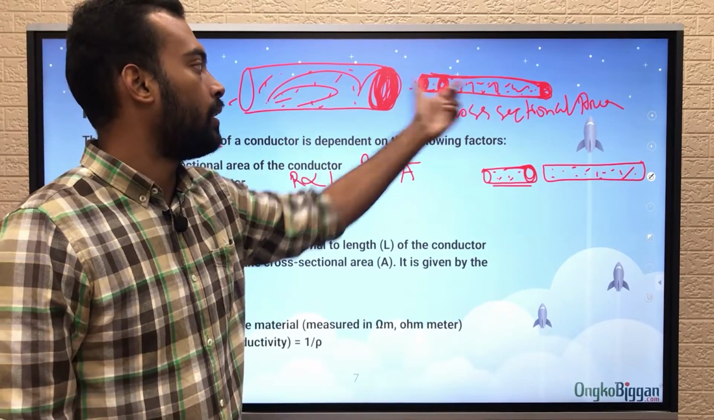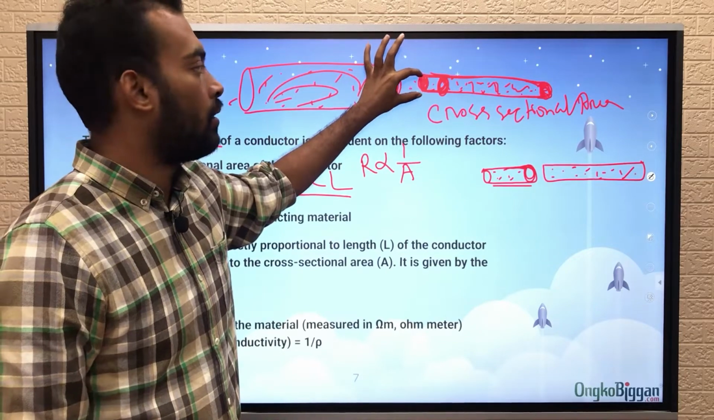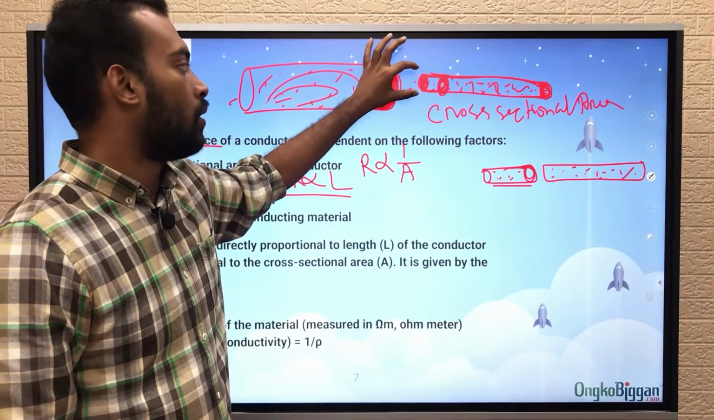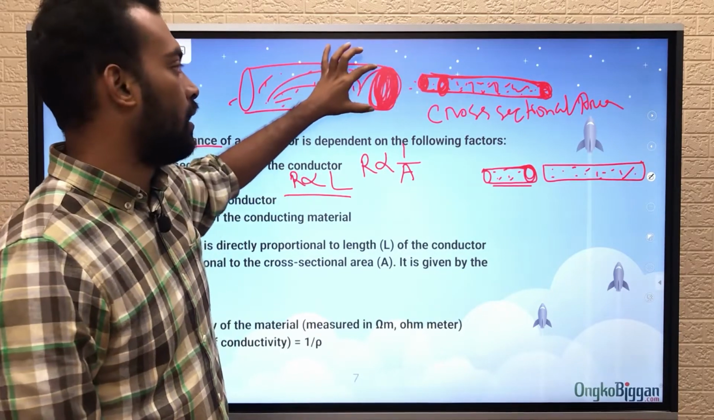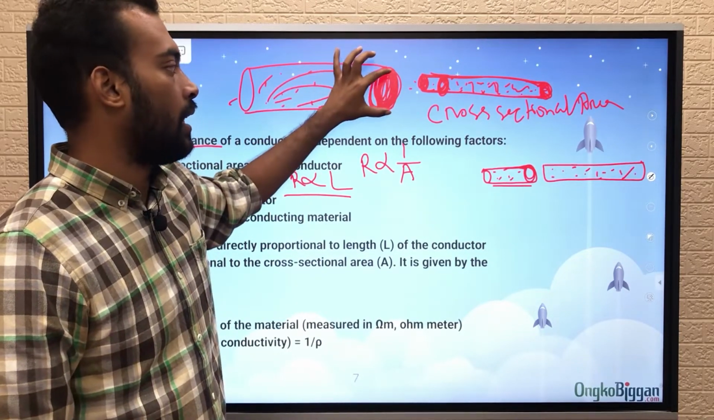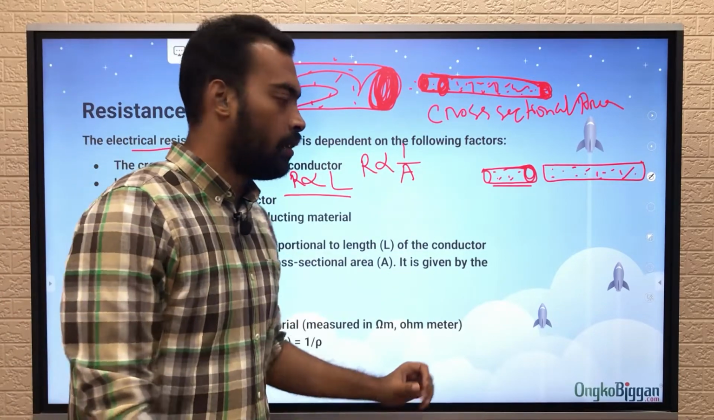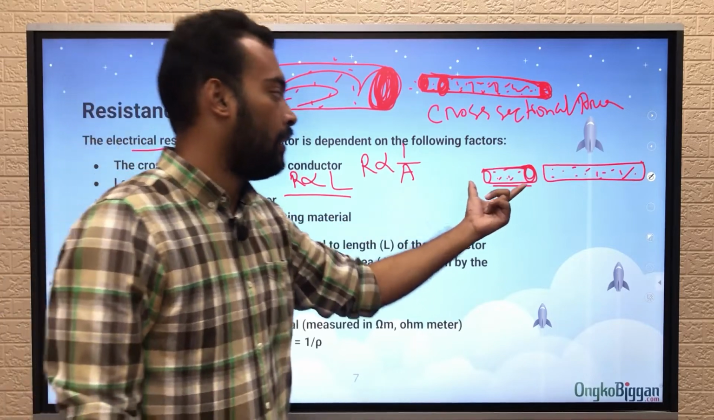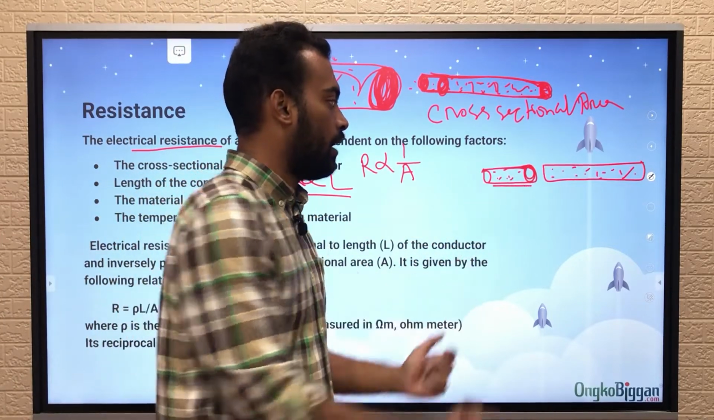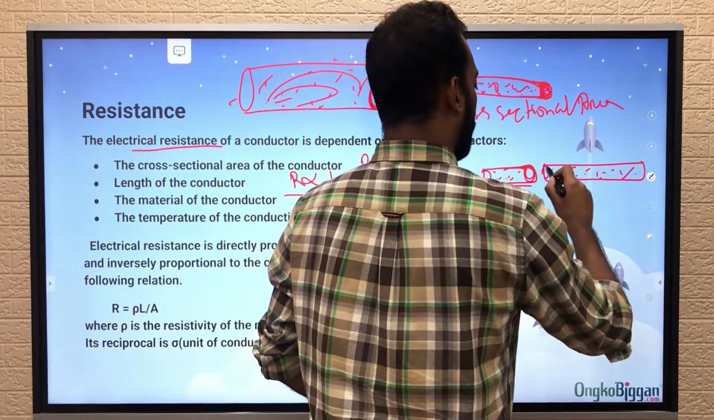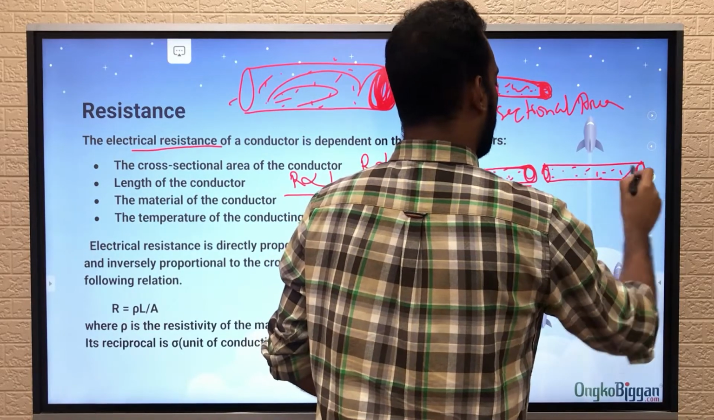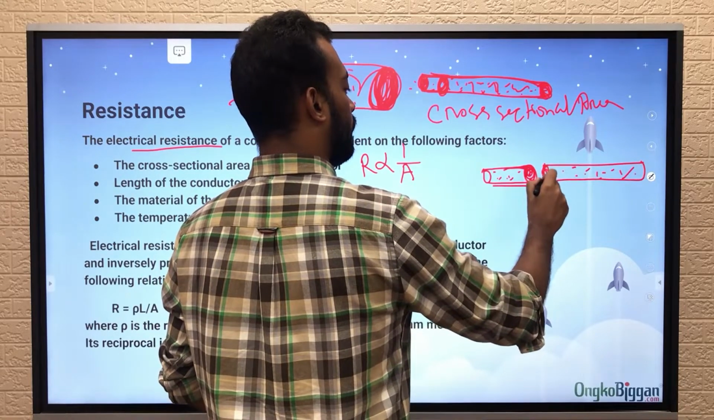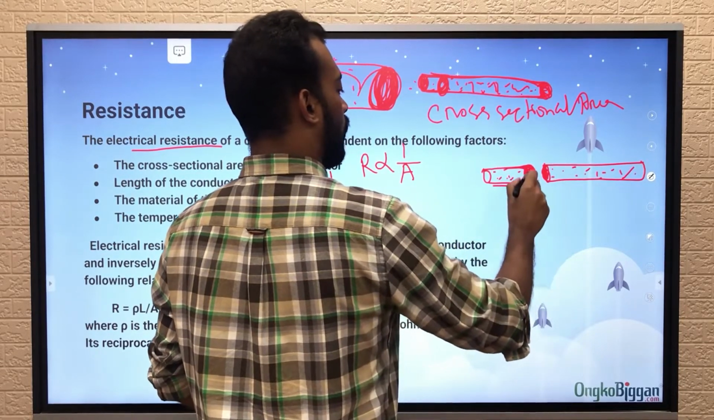What is the difference between this and this? This has a smaller circle, so the cross-sectional area is smaller. This has a bigger circle, so the cross-sectional area is higher. Now about the length, what is the difference? In terms of length, the cross-sectional area is similar. In both wires, the cross-sectional areas are the same.